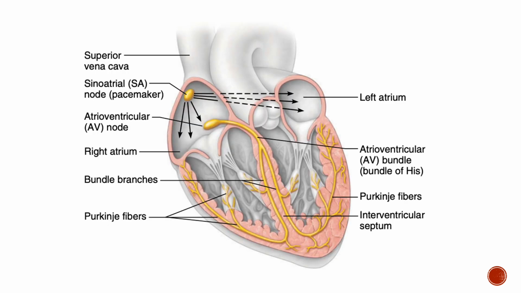This image shows the different components of the intrinsic conduction or the nodal system. We can see the SA node located in the right atrium, which sets the pace of the heart. Located at the junction of the right atrium and the ventricle is the AV node. The other components, including the AV bundle or bundle of His, the bundle branches, and the Purkinje fibers, are also seen.